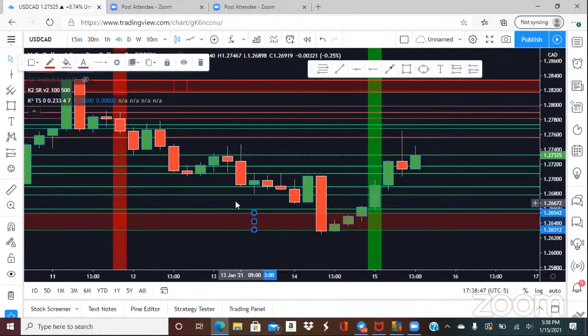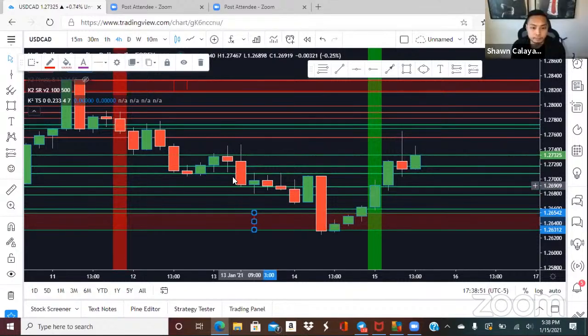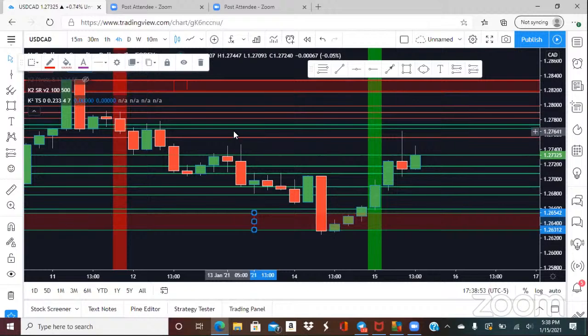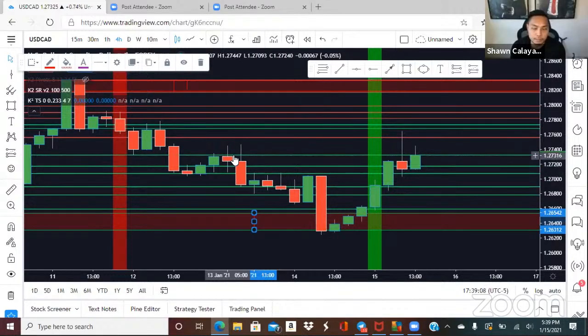So let me ask you something, right? This is a zone. This is a zone. This is a zone. How would I know, is this the next support and resistance? Or is it this the next support and resistance? Or are they all? They all are, because all those areas have been tested like 2 or 3 times in the past at the same exact price point.